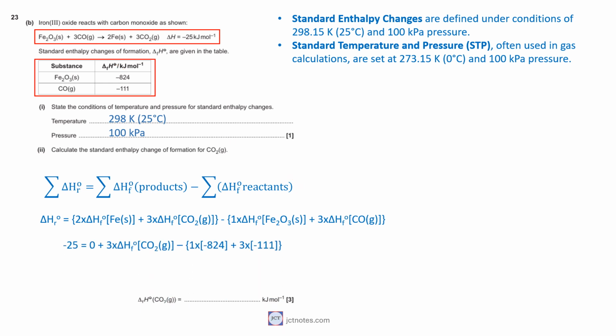Replacing the values given in the problem, bearing in mind that the enthalpy of formation of elements, like the iron, is 0, we get that minus 25 is equal to 0 plus 3 times the enthalpy of formation of the carbon dioxide minus, open brackets, 1 times minus 824 plus 3 times minus 111, close brackets. Working through these numbers, I get that the standard enthalpy change of formation for carbon dioxide gas is minus 394 kilojoules per mole.